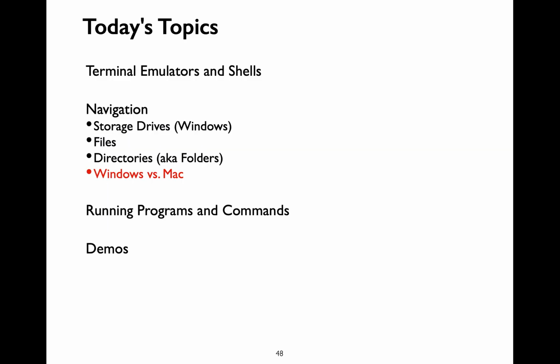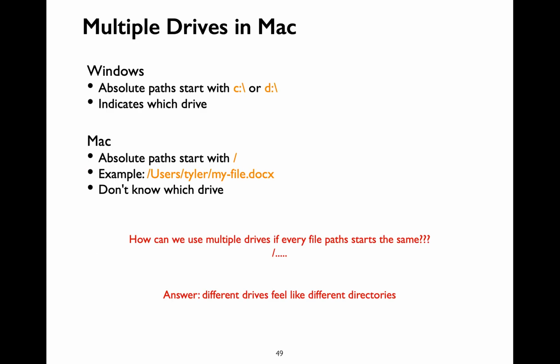Let me quickly talk about Windows versus Mac differences. As I previously mentioned, Windows uses backward slash as the separator, whereas Mac uses forward slash as the separator. In Windows, absolute paths start with the drive name. Mac doesn't use drive names. You'll only have folders from the beginning of the path name.